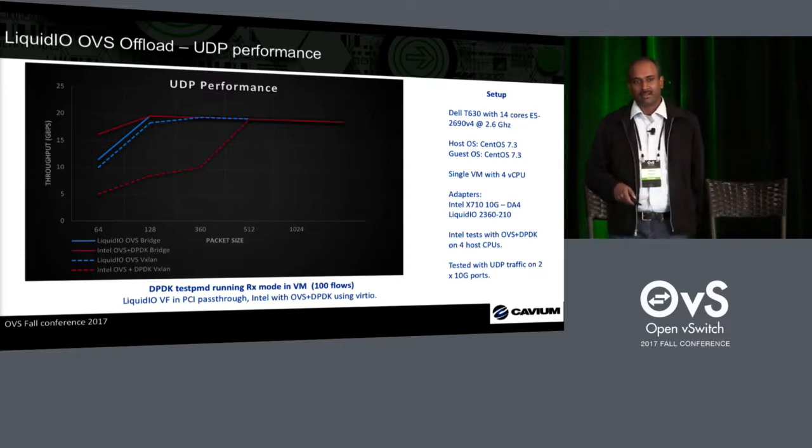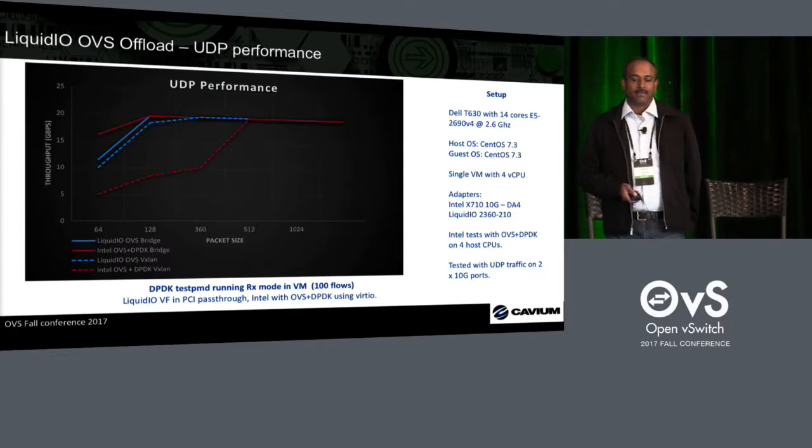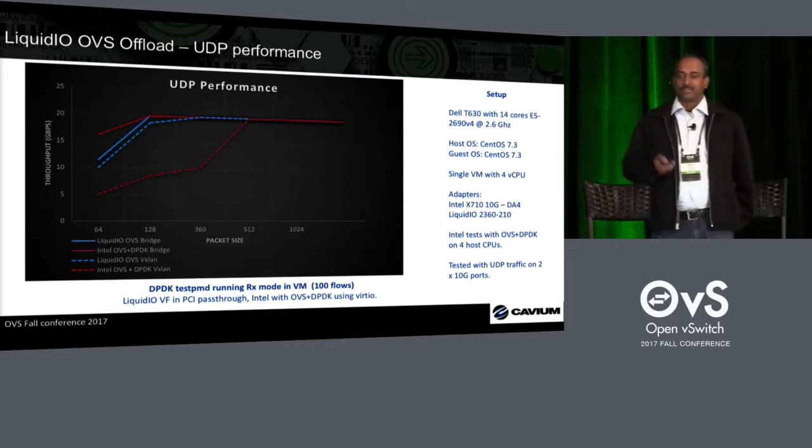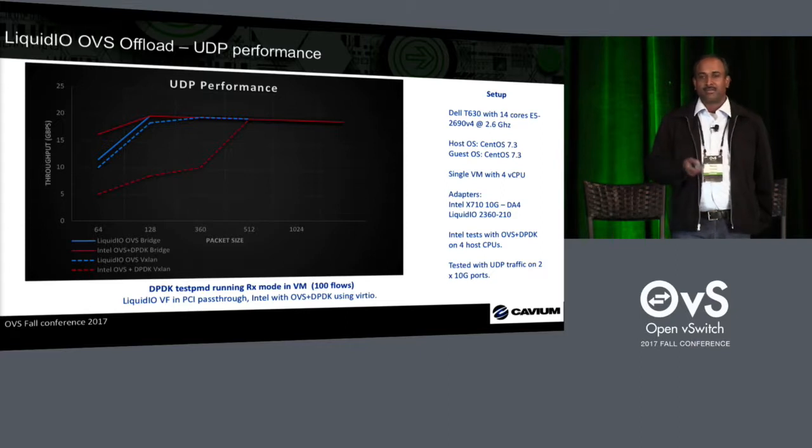It can do the entire tunnel termination in the adapter itself, and it can push the packets to the VM, right? And this is basically running DPDK testpmd on the VM, a single VM in this case, and trying to see how many packets it can receive at that point.